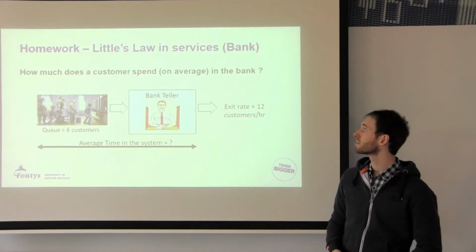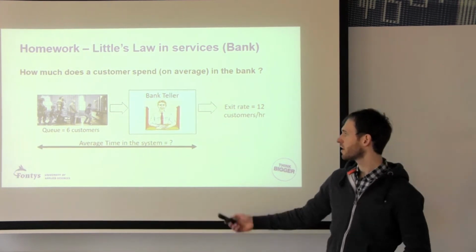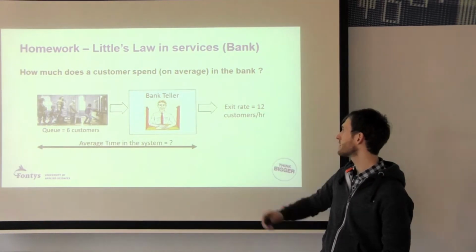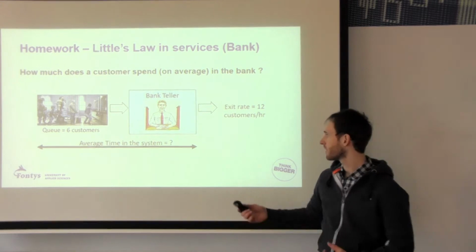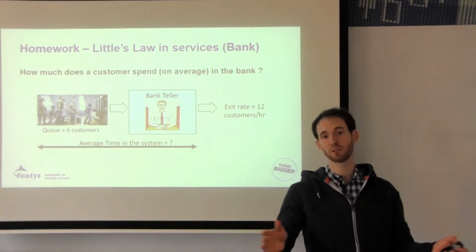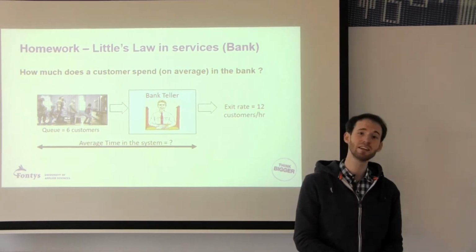So let's look at Little's Law in services, in the banking industry. Here we have a queue of 6 customers. We have an exit rate, or a throughput rate, of 12 customers an hour. And the question is, what is the average time in the system? So the whole time a customer spends in the system. What we're searching for essentially is the lead time.